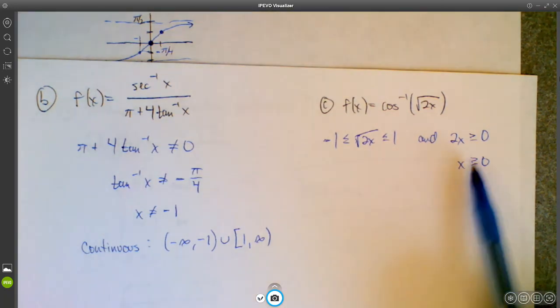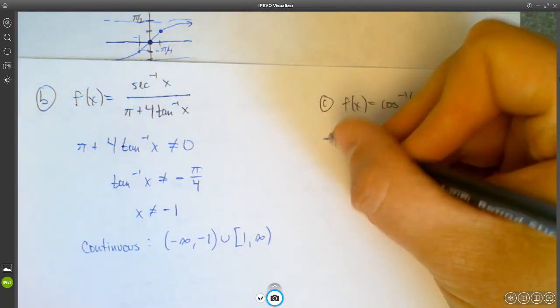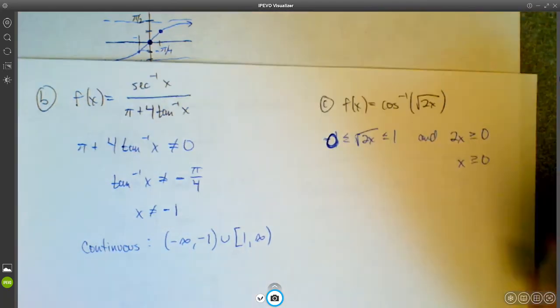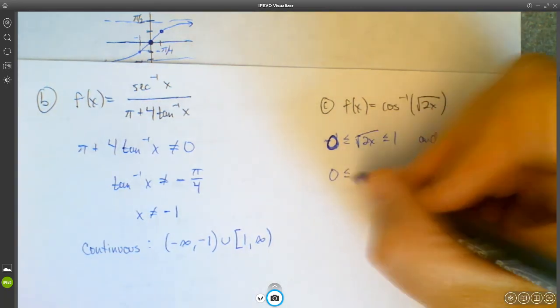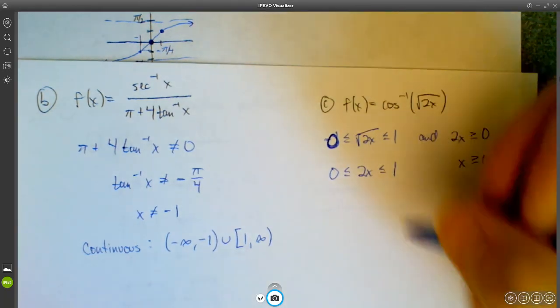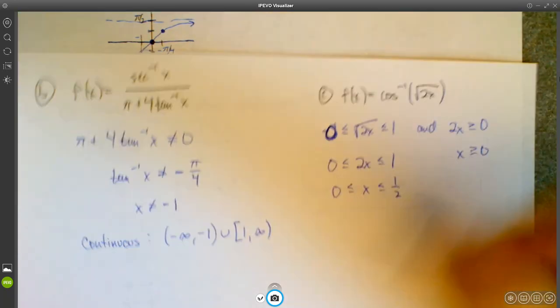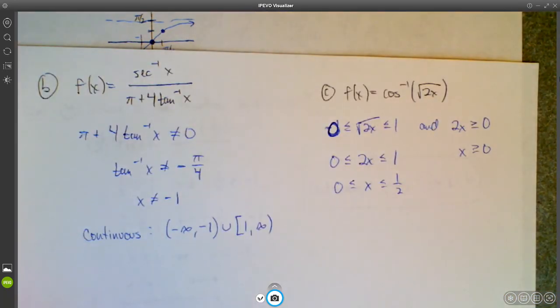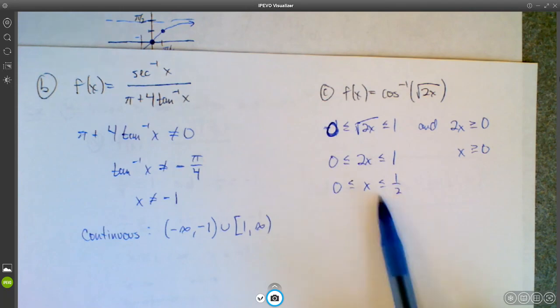Well, here's what I'll say. If x has to be bigger than or equal to 0, then certainly the square root of 2x needs to be bigger than or equal to 0. So I'm going to replace the negative 1 with a 0. And then if we square both sides, we get this inequality. And then if we divide by 2, we get that. So x has to be between 0 and 1/2.